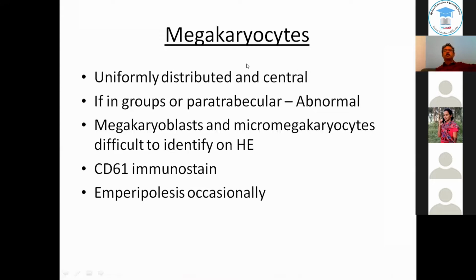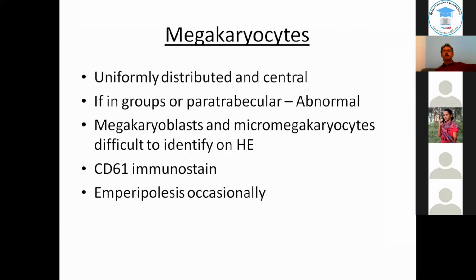Megakaryocytes, the third kind of cells, are uniformly distributed and are central. If in groups or paratrabecular, they are usually abnormal. Megakaryoblasts and micromegakaryocytes are difficult to identify on H and E. In fact, probably even impossible to identify on H and E. And that's why you often need to do a CD61 immunostain to pick up micromegakaryocytes and megakaryoblasts. Else you might call something normal bone marrow and miss the increase in micromegakaryocytes.